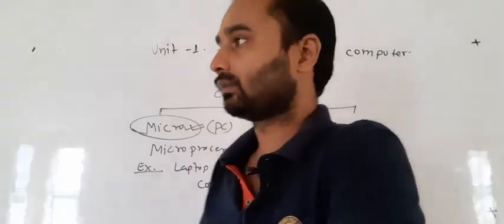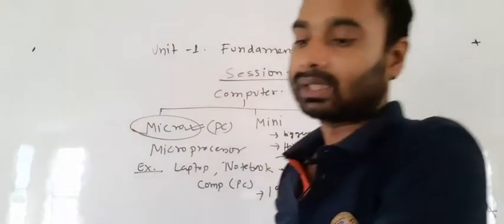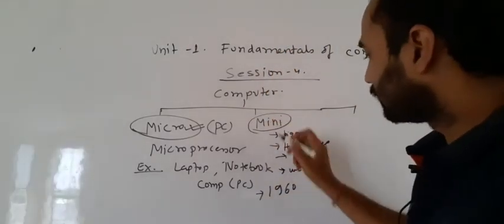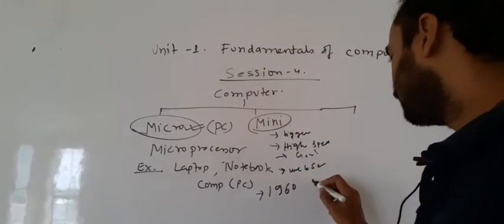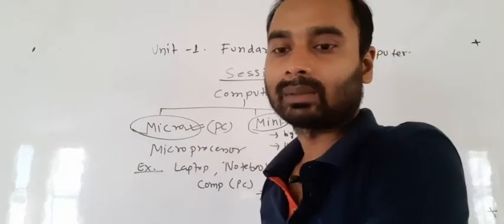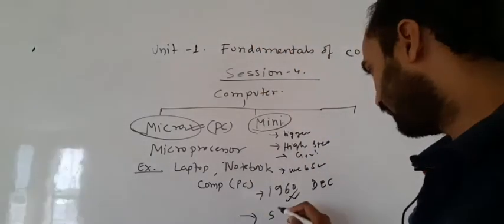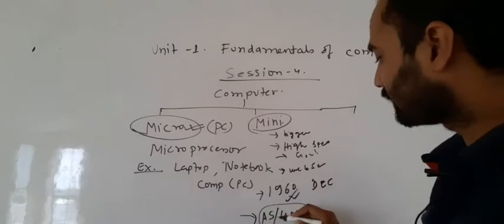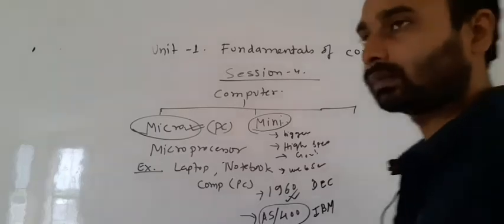In 1960, Digital Equipment Corporation (DEC) first introduced the mini computer, and later on IBM also designed a series of mini computers called AS400. What is AS400? AS400 is a type of mini computer which was developed by IBM Corporation.